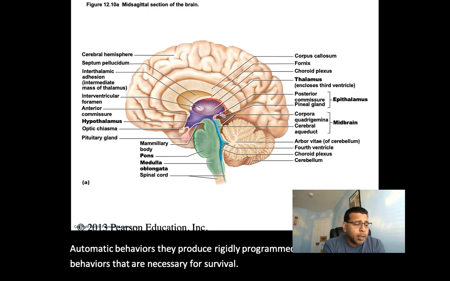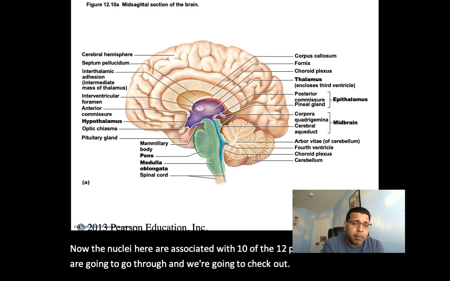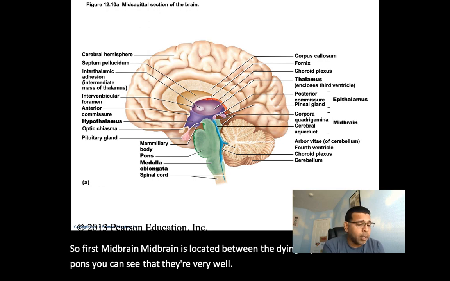Now, the nuclei here are associated with 10 of the 12 pairs of cranial nerves you're going to go through and we're going to check out. So first, midbrain. Midbrain is located between the diencephalon and the pons. You can see that there very well, between the diencephalon and the pons.